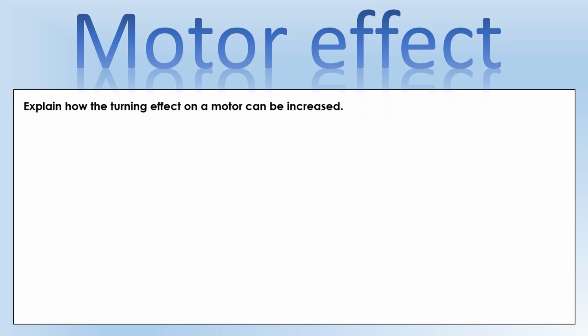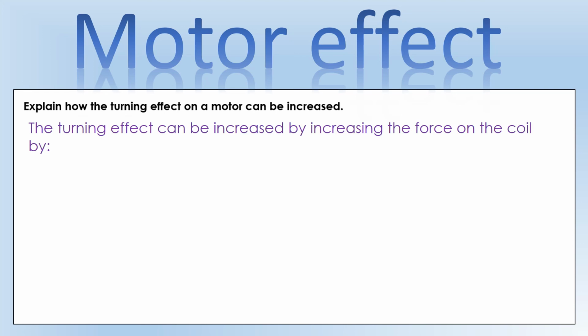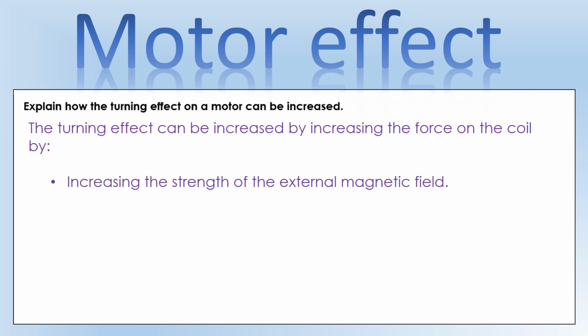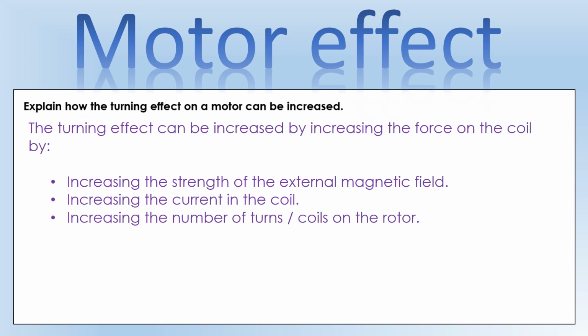So we've got a motor and we've now got a split ring commutator, so it's rotating in the same direction. What if we want our motor rotating faster? Or as another way of asking that is, what if we want to increase our turning effect? Well, we can do this by thinking about how we can increase the force on the coil, the part that's rotating. We could increase the strength of the external magnetic field. That would work. We could increase the current in the coil. That would also give us a bigger turning effect. And the final thing we could do is increase the number of turns or coils on the rotor.